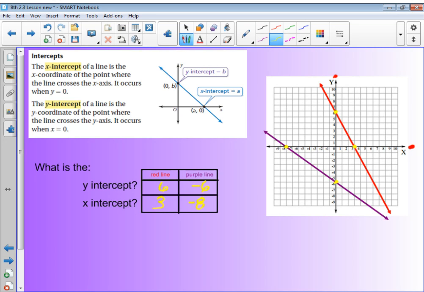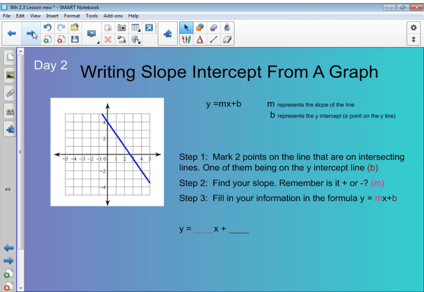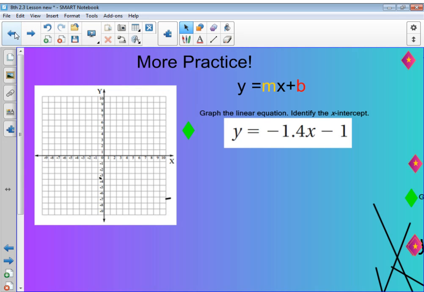So we're going to go ahead and practice a couple of those where they're going to have us actually graph the equation. Get to the right slide. Whoops. I went a few too far. Okay, so when I go through and I look at these, first of all, I'm noticing that I have a decimal number for my slope.